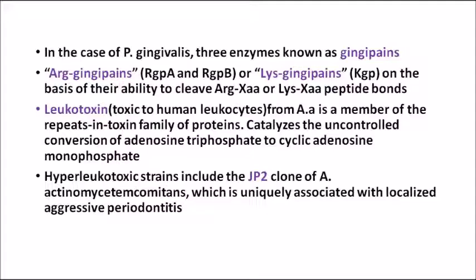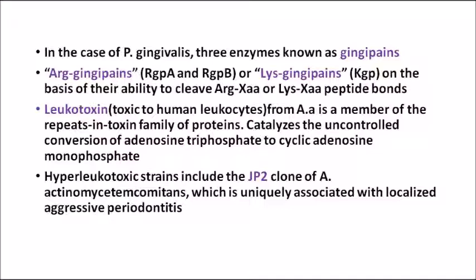Okay. Then we have a virulence factor known as leukotoxin, which is produced by AA. Why is it known as leukotoxin? Because it is toxic to human leukocytes. What will it do? It will catalyze the conversion of all the ATP of our leukocytes to cyclic AMP. Hence, it is leukotoxic. When an AA produces so much leukotoxin, it is known as a hyperleukotoxic strain.